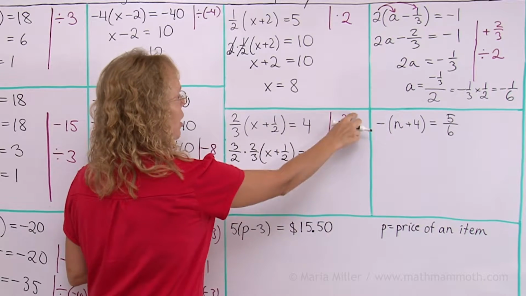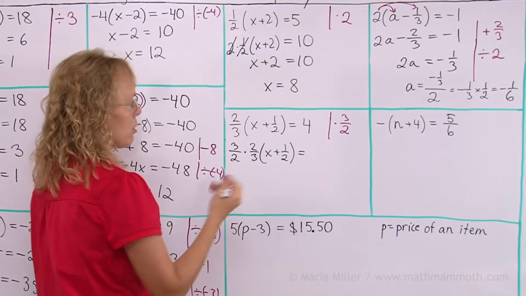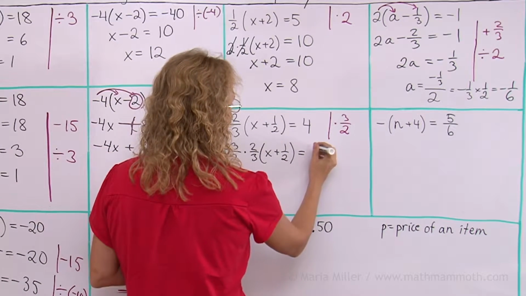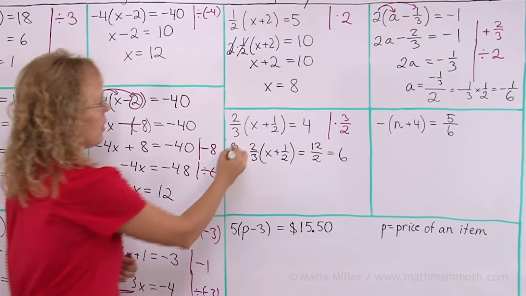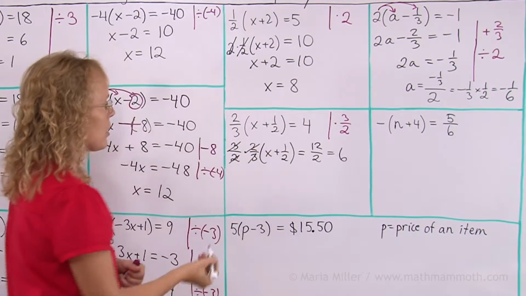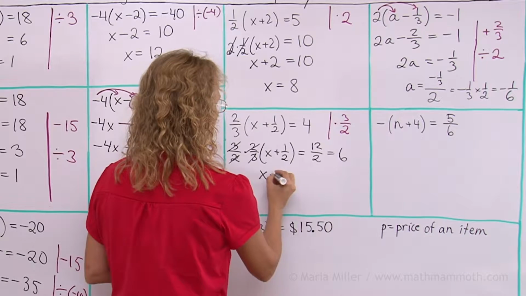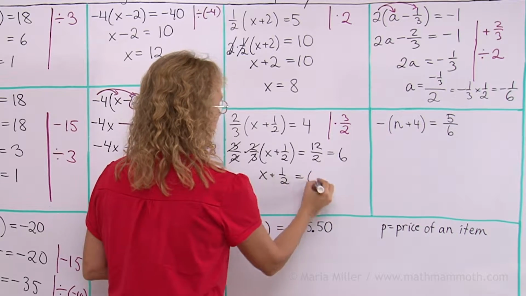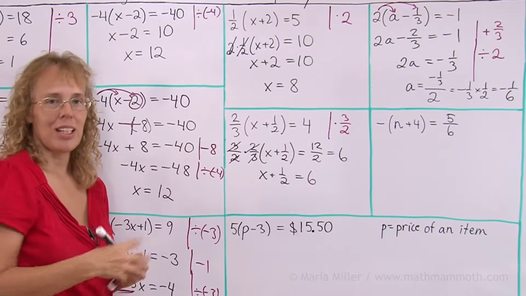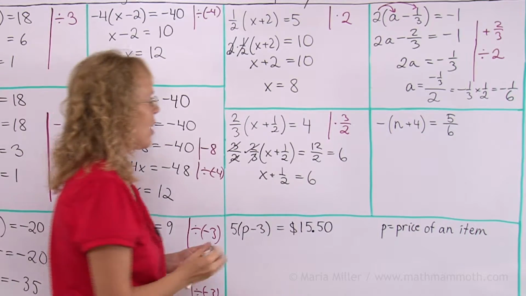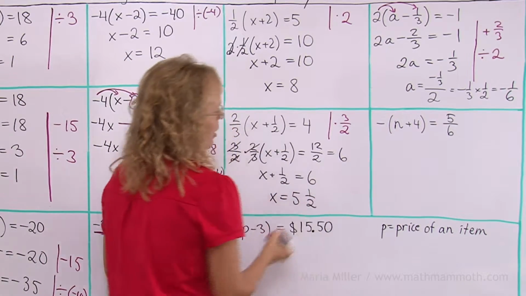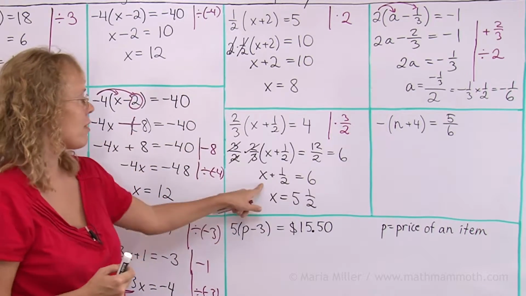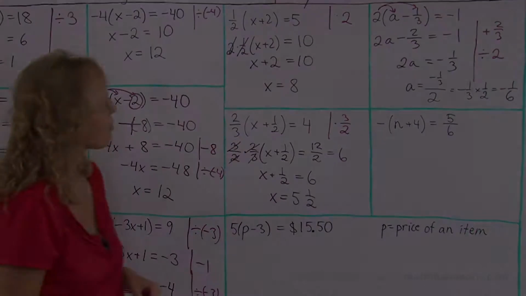On this side, 4 times 3 over 2, that's 12 over 2, so that simplifies to 6. Now these 3's cancel and 2's cancel, so I have x plus half equals 6. And now you just subtract half from both sides, and x equals 5.5. Which you can easily see even without that: 5.5 plus half is 6.